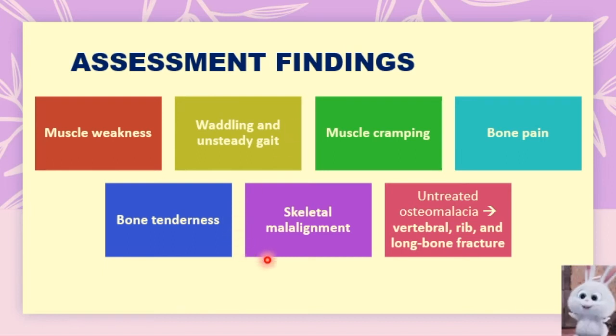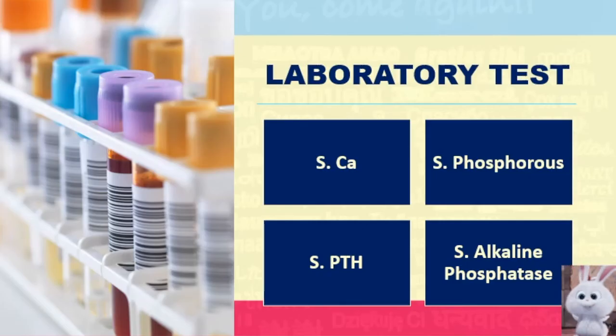Okay, so other than the bone tenderness and skeletal malalignment, untreated osteomalacia carries the big risk of having fractures. The usual sites are the vertebra, rib, and long bone, just like your osteoporosis. So what are our laboratory tests for this patient?